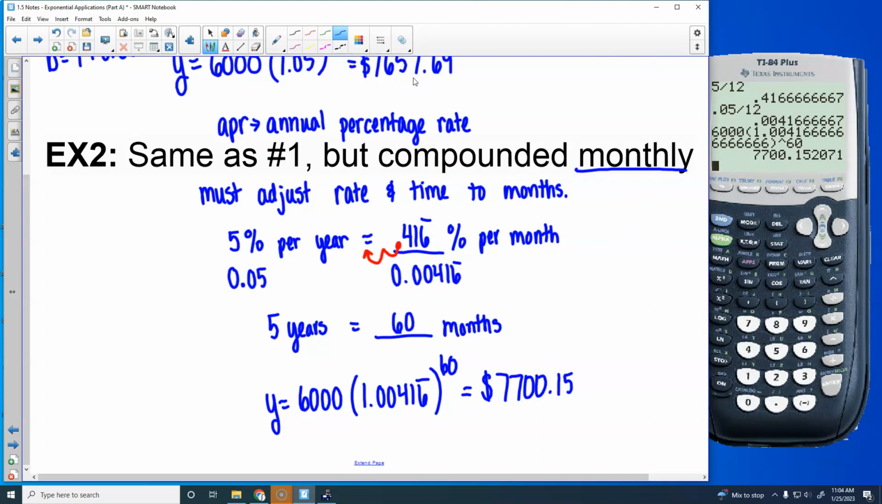So if you are ever at a bank and you have options, most of the time they just tell you we compound this monthly. The more frequently that interest is compounded, the better, because they're adding that interest back to your principal more often. So you should see higher numbers there, but you will not see huge differences.